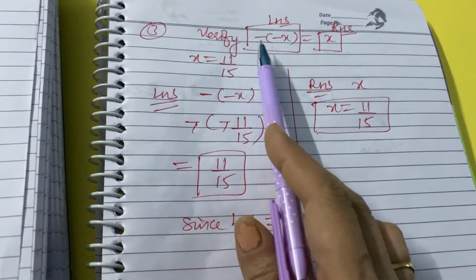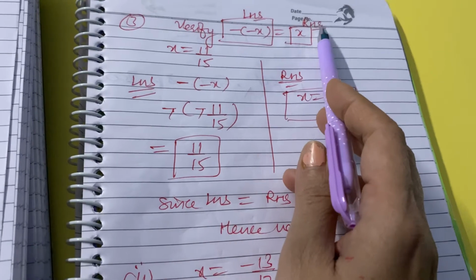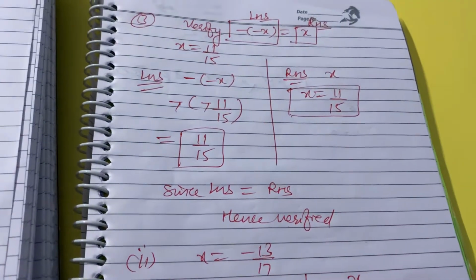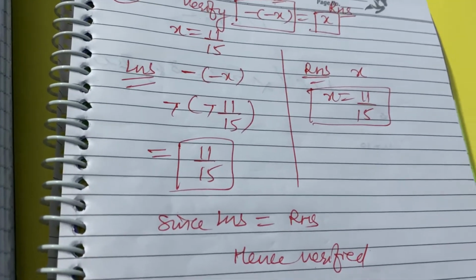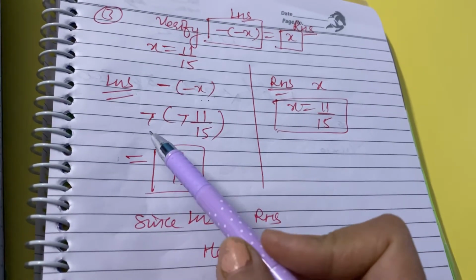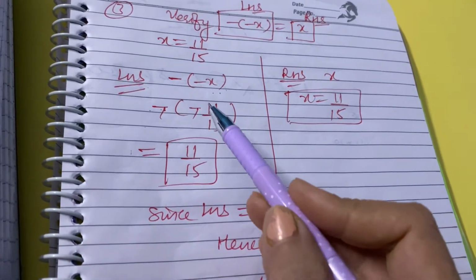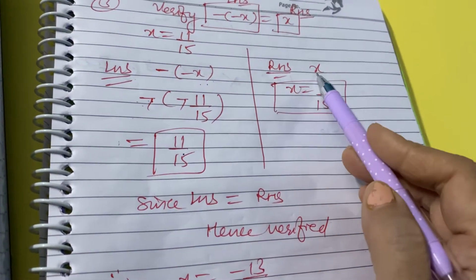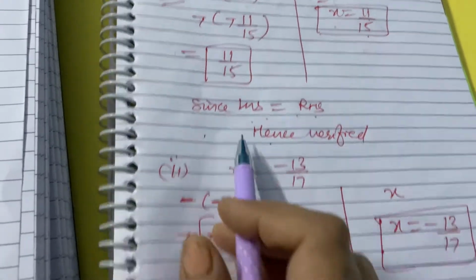Now we have to verify that minus of minus x is equal to x. So first of all, write the left hand side and the right hand side. We have to prove whether the left hand side is equal to the right hand side or not. Here x is given as 11 by 15 and the left hand side is minus of minus x. So we will put the value of x, which is 11 by 15. The minus and minus sign will cancel out. This comes out to be 11 by 15. The right hand side is x, so x would be 11 by 15. Since the left hand side is equal to the right hand side, hence verified.